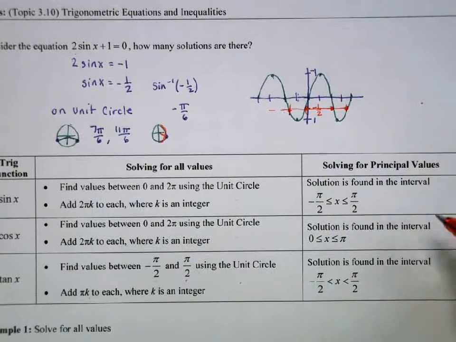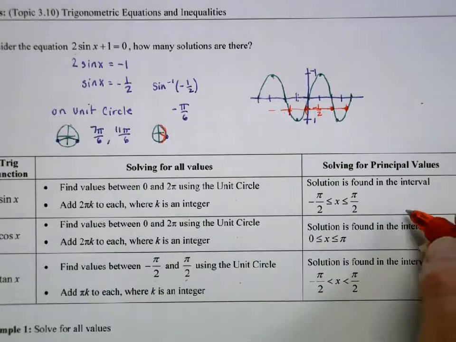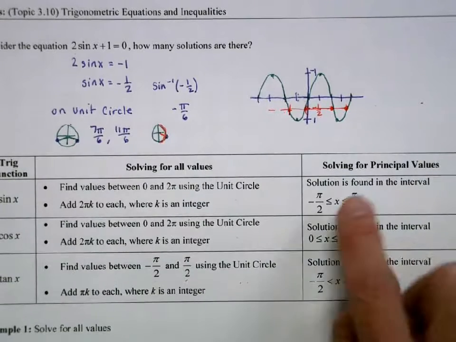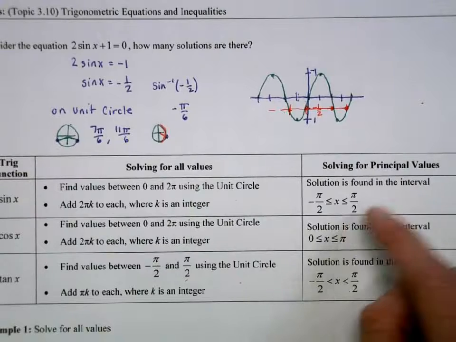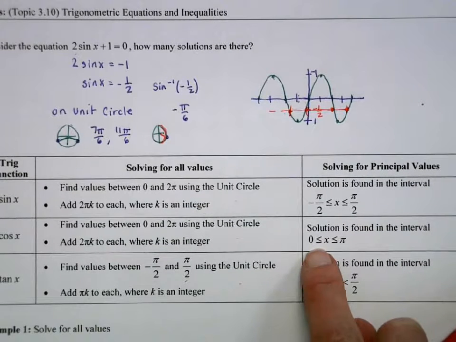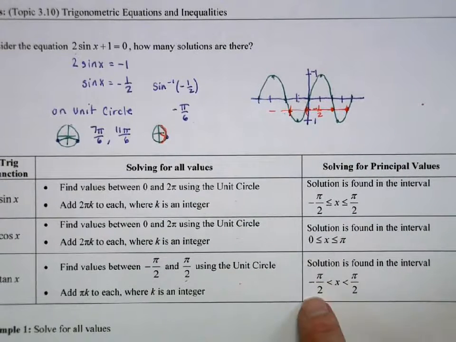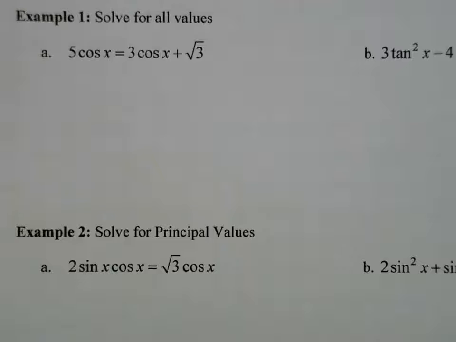Principal values are the ones where we're looking on specific intervals. So for sine, it's from negative pi over 2 to pi over 2. Cosine is the top of our unit circle, between 0 and pi, and tangent is between negative pi over 2 and pi over 2. So bottom line, you'll be told, and then you'll go from there.